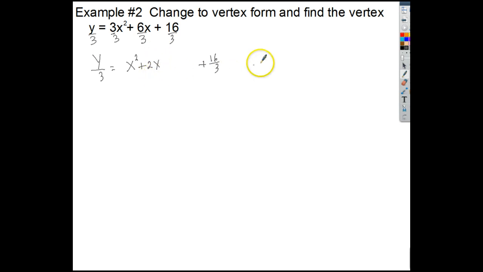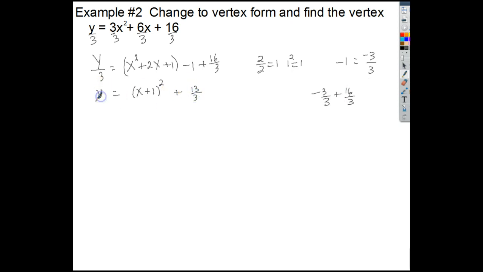Okay, we come in here and complete the square. So our middle term is 2. We want half of that, and then we want to square it. So we add 1 and subtract 1. Okay, and then that's going to equal, we'll put parentheses around these 3. We can write that as the square of a binomial. It's x plus 1 squared. Now over here, negative 1 is equal to how many thirds? Negative 3 thirds. So I have negative 3 thirds and a positive 16 thirds. So what I have is plus 13 thirds. Okay, it's equal to y over 3.